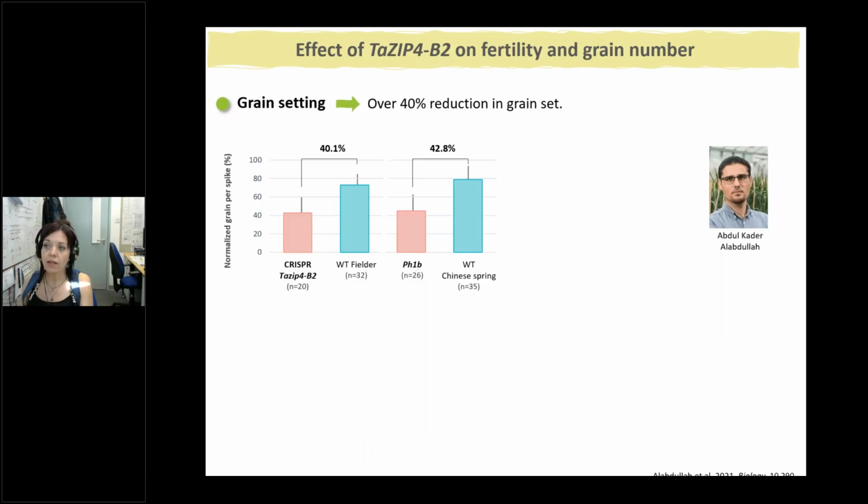And does this have an effect on seed set? This was a small experiment also performed by Abdul with between 20 and 35 plants per genotype, but the result was very clear. The grain number per spike was reduced by 40% in the CRISPR mutant compared with the wild type, and about 42% in the Ph1b mutant compared to Chinese Spring.